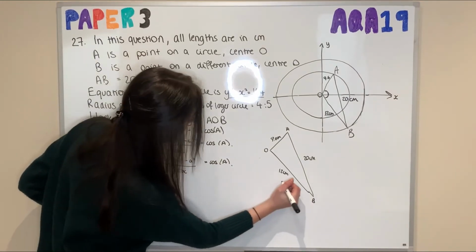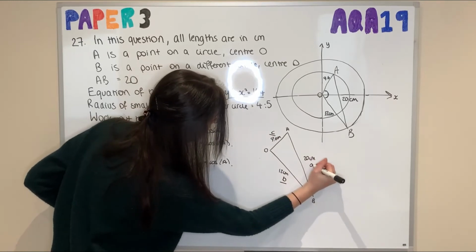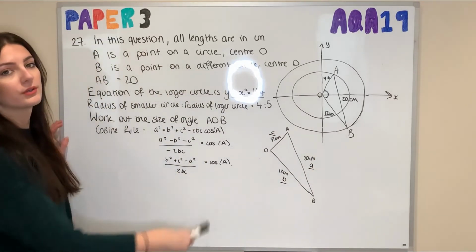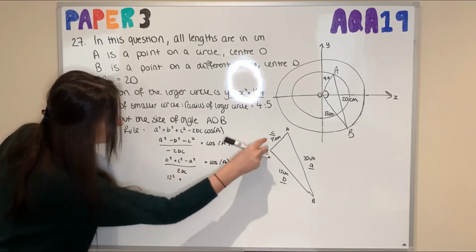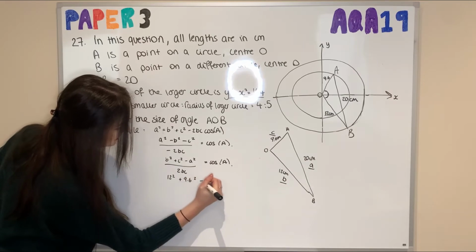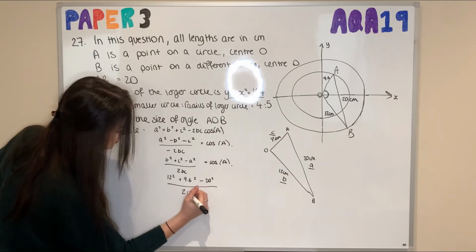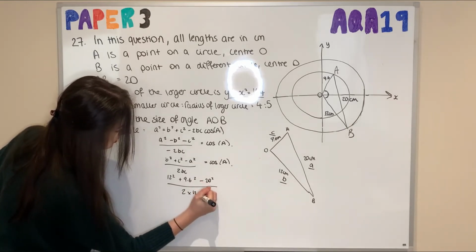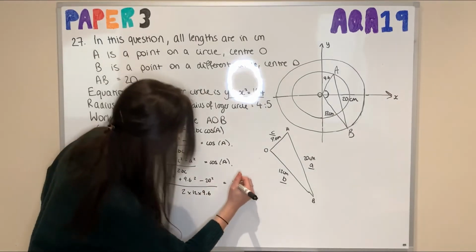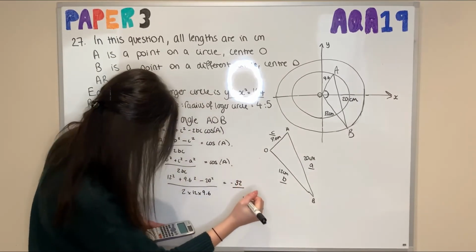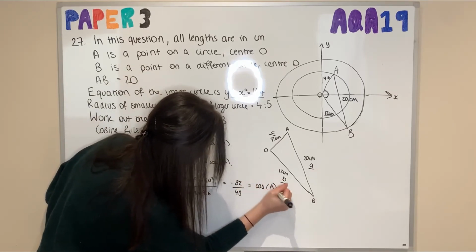In our triangle we have B, C, and this is our A. So let's just plug those numbers in. So B squared, 12 squared, plus C squared, 9.6 squared, take away A squared, 20 squared, divided by 2 times 12, multiplied by 9.6. Minus 32 over 45 will equal our cos A.